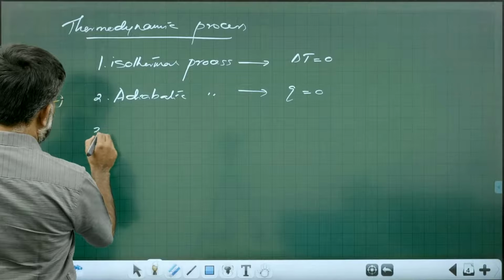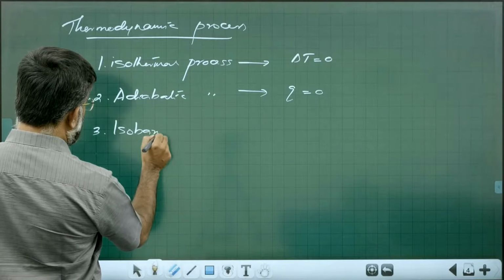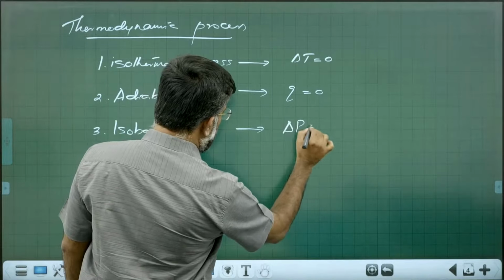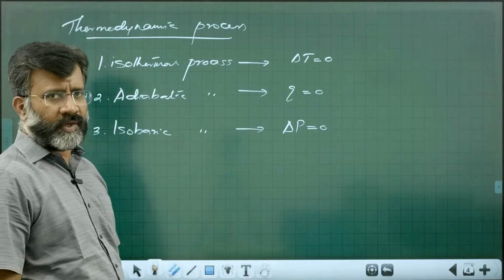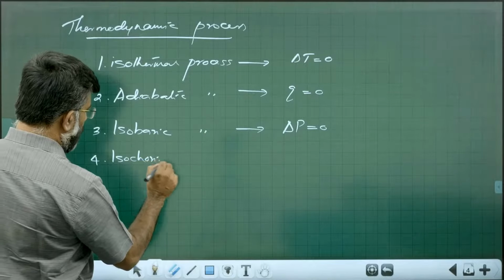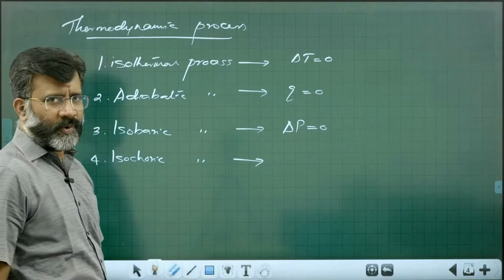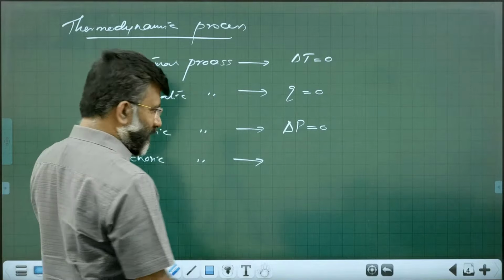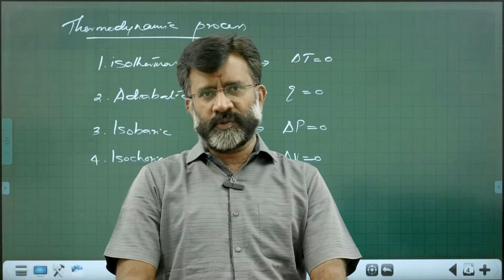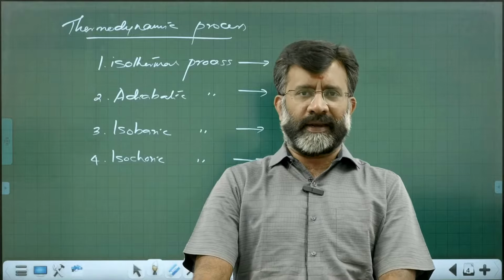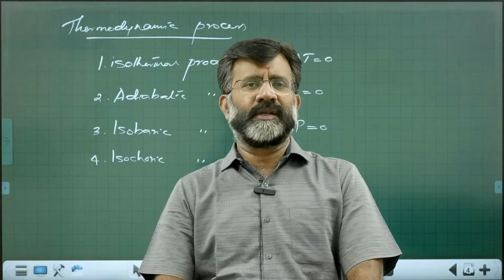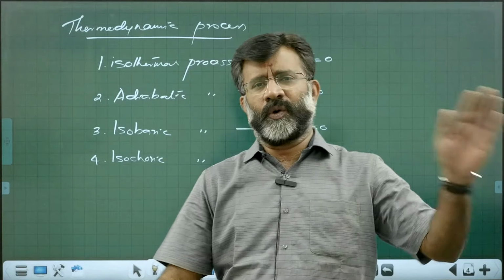Okay. Now, third one, isobaric process. All of you know what is an isobaric process. Pressure remains constant. There is no change in pressure, called isobaric process. Next one, isochoric process. What is an isochoric process? Volume remains constant, no change in volume. Isothermal process, no change in temperature. Adiabatic process, no heat transferred. Isobaric process, no change in pressure. Isochoric process, no change in volume, and so on. Right?